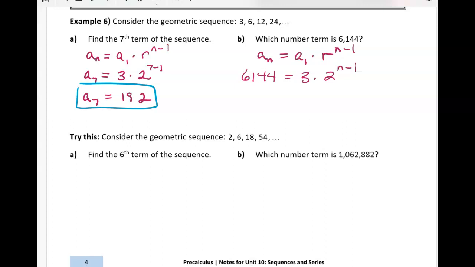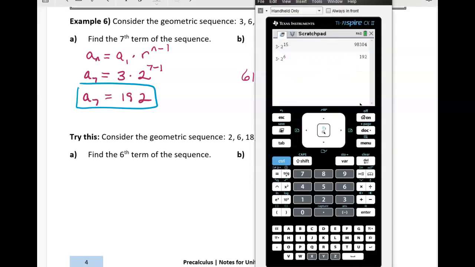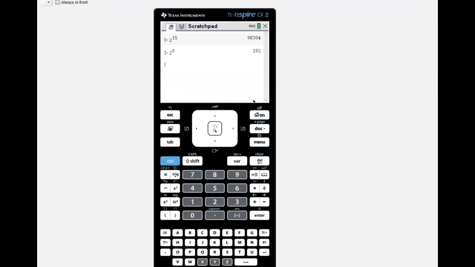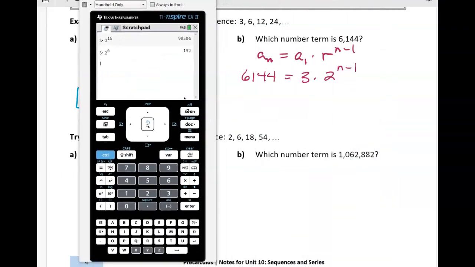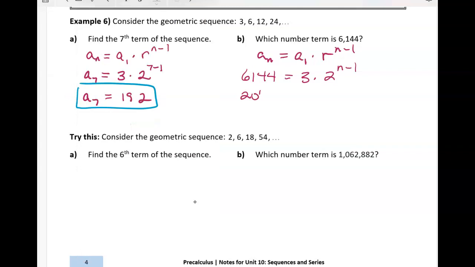In order to do that, we need to divide by 3 first. So we have 6144 divided by 3 is 2048. So 2048 equals 2 to the n minus 1. And if we want to solve for an exponent, that is a logarithm. So the log base 2 of 2048 equals the exponent n minus 1.